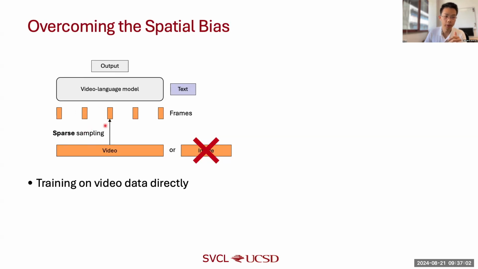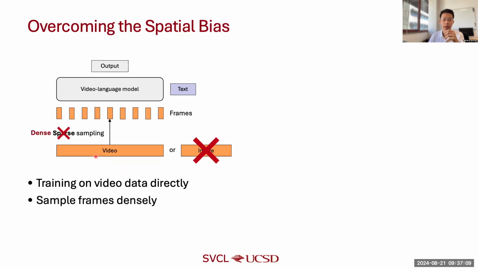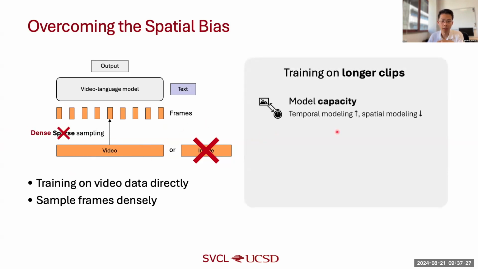So specifically, we would ideally prefer to have a model that's trained with video data alone, and also using longer clips that are densely sampled from the videos. These may sound like simple technical changes and design choices, but there are many practical challenges in building and training models for longer clips like this. First of all, the model capacity is limited, which means you have to inherently trade off between temporal modeling and spatial modeling.